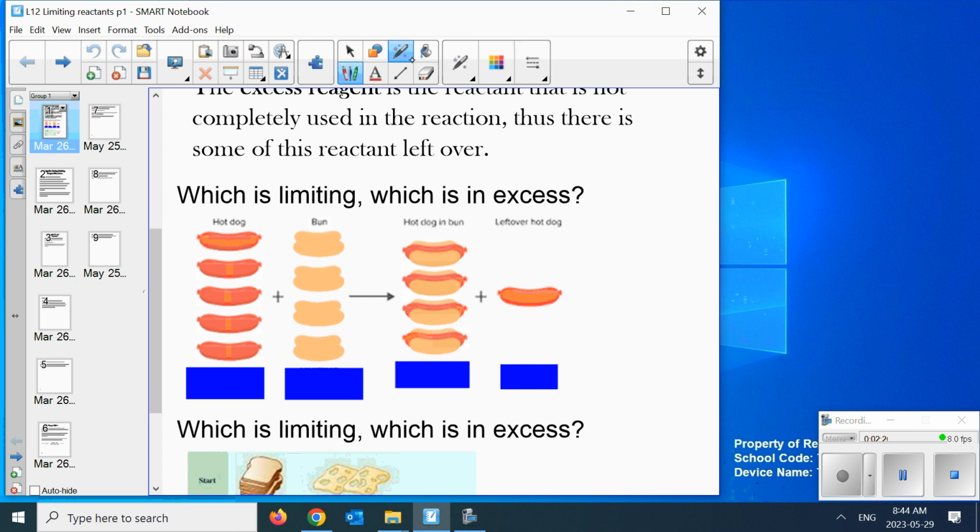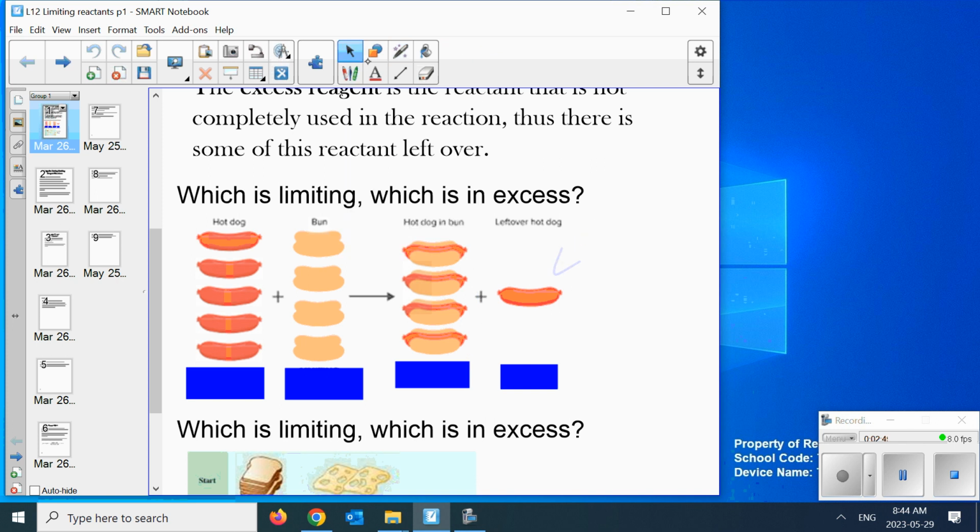Well, this is fully out. 1, 2, 3, 4, 5 hot dogs. 1, 2, 3, 4 buns. You know you're going to run out of buns before hot dogs in this case, right? That means you can make 4 hot dogs, and the excess would be the 1 hot dog.